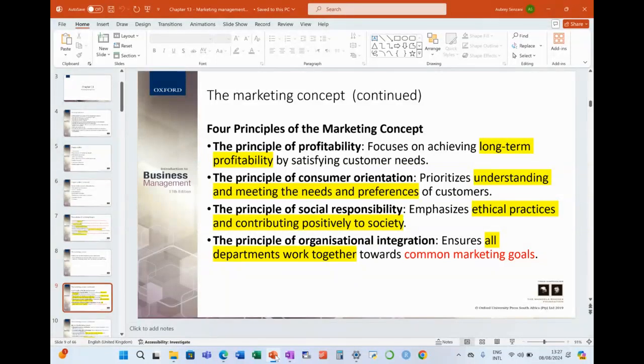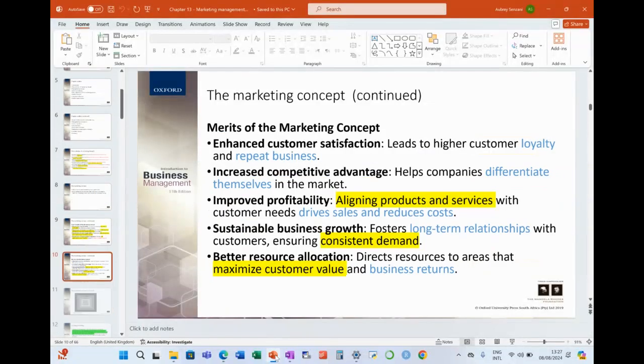Then ethical practices and contributing positively to society. Can you now see what I was saying, adding value to society as well, not just doing things in an ethical way and obviously providing a product. It's also about adding value to society. And then obviously the principle of organizational integration. It ensures all departments work together towards common marketing goals. Let's go on.